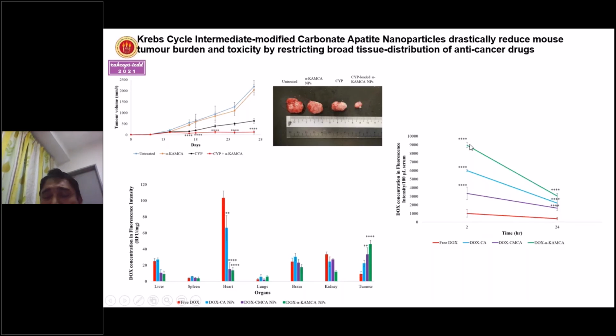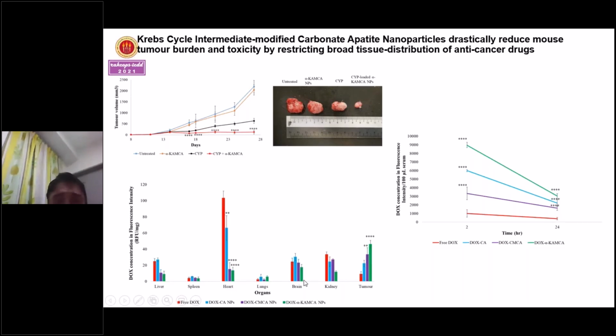This is showing the plasma circulation of doxorubicin. After intravenous delivery, we measured the plasma half-life, and you can see at 2 hours and 24 hours, with our alpha-ketoglutarate modified nanoparticles, it is almost a 10 times increase in the blood level of doxorubicin, both at 2 hours and 24 hours. So definitely it increases plasma half-life, and that's why it is gradually delivered to the tumor. It prevents renal clearance. It prevents distribution to other non-specific organs.